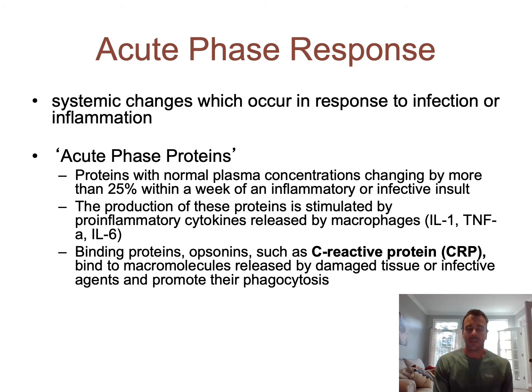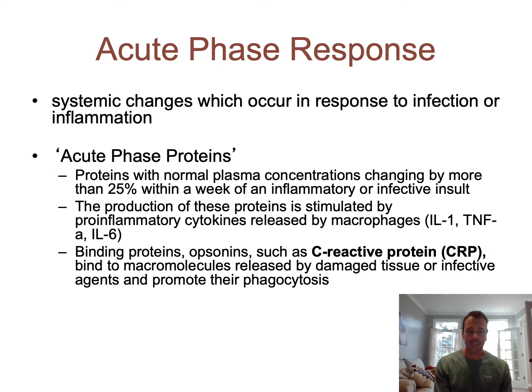Acute phase proteins are relevant to what's called the acute phase response, which is a systemic change which occurs in response to infection or inflammation. So these acute phase proteins are proteins with a normal plasma concentration, changing by more than 25% within a week of inflammation or infection. The production of these proteins is stimulated by pro-inflammatory cytokines that are released by macrophages, such as interleukin-1, TNF-alpha, and interleukin-6.